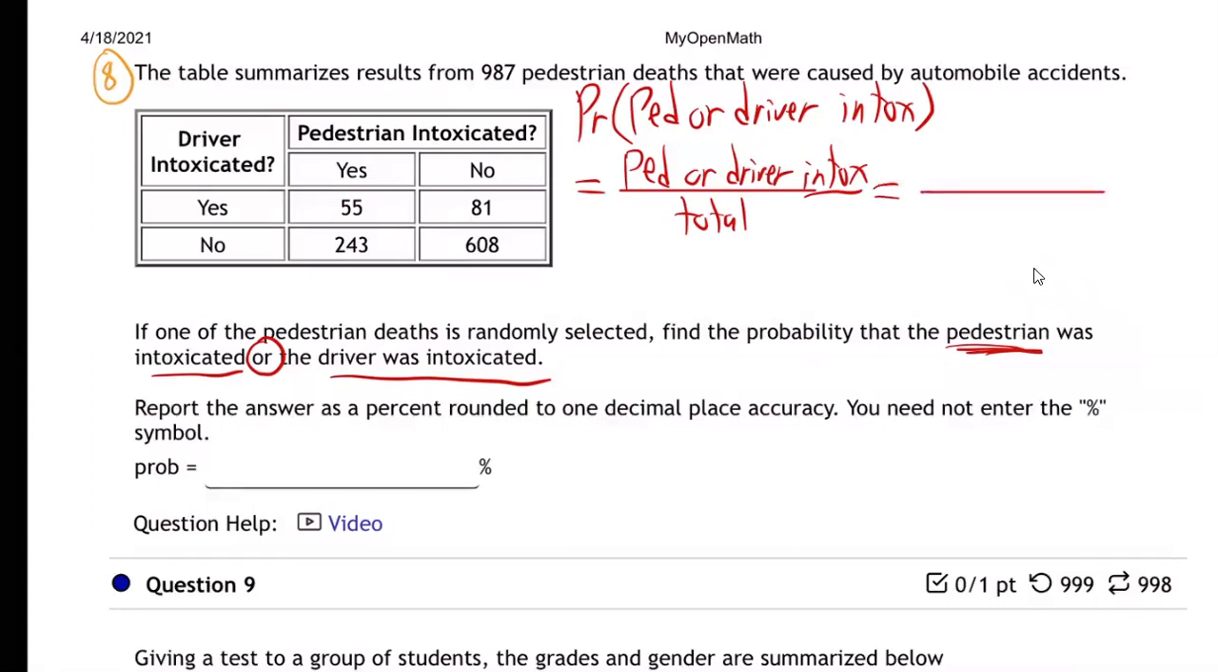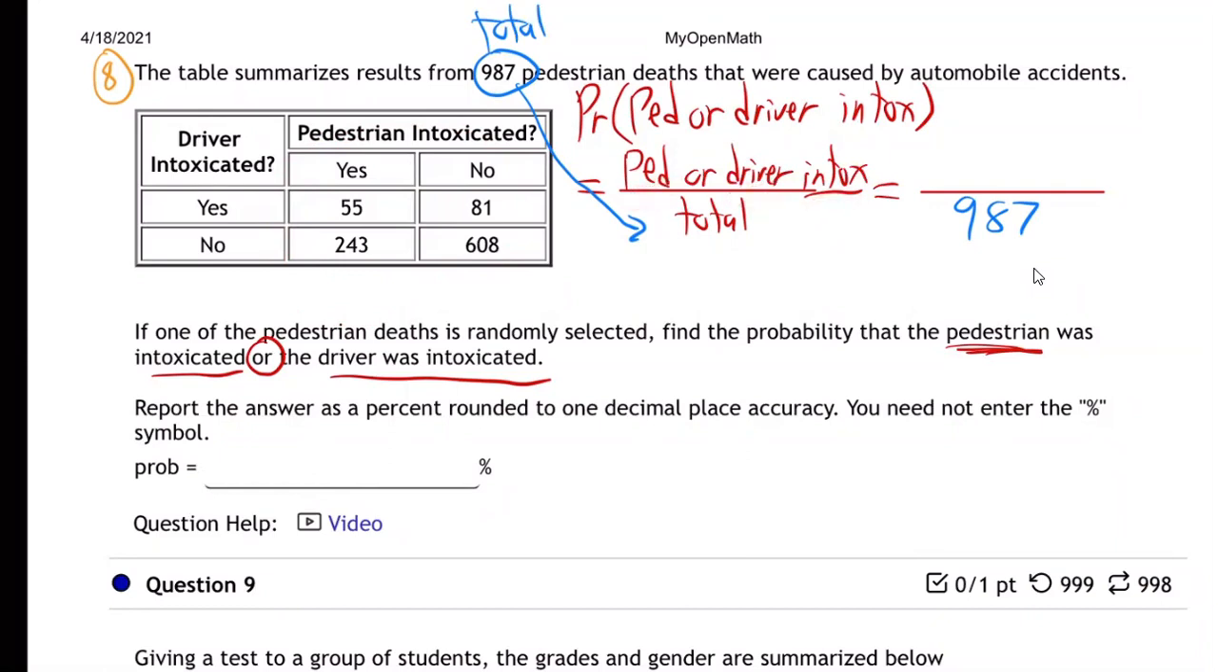All right, so the total, it's right here. That's the easy part, huh? Here's the total. This is the total number of cases we're talking about. So that goes right there. So there's the 987. That's the total. If you added up all these cases, you get 987 total cases. They're just giving it to us to make it easier for us. Okay, but now on the top, we've got to figure out the number of pedestrian or driver intoxicated cases. In how many of the cases was either the pedestrian or the driver intoxicated?